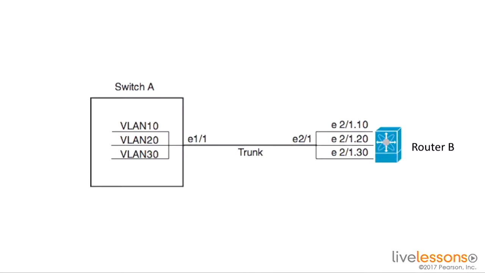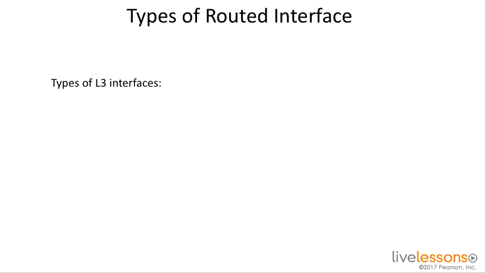In this case, switch A establishes a trunk link to router B. Switch A then shares the VLANs 10, 20, and 30 over that link. Router B makes routed interfaces for each one of those VLANs so that it can route between those individual networks. There are multiple types of routed interfaces.